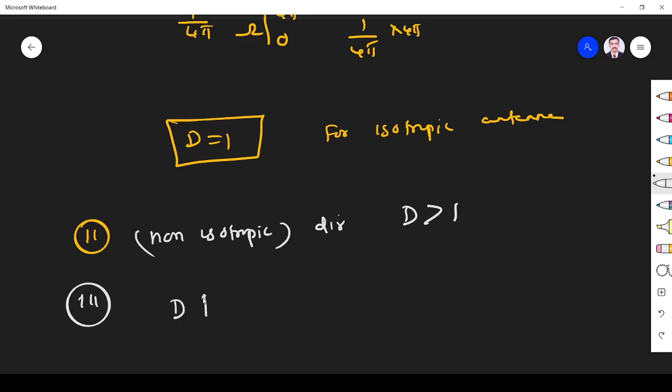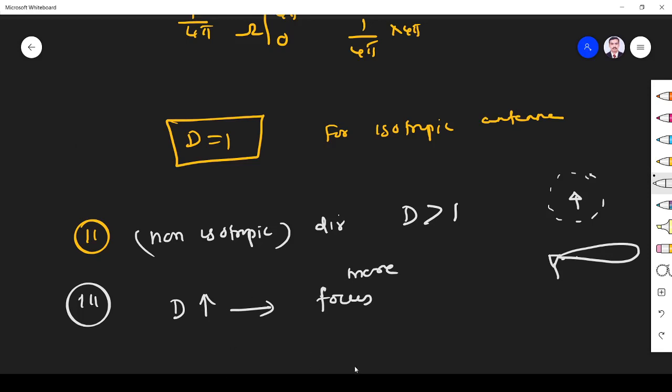So if D increases, the focus of the antenna will be more. If the antenna is isotropic, it will radiate equally in all directions. If it is a directional antenna, it will radiate in a particular direction like this. So the more the directivity, the more the focus. That is very important.